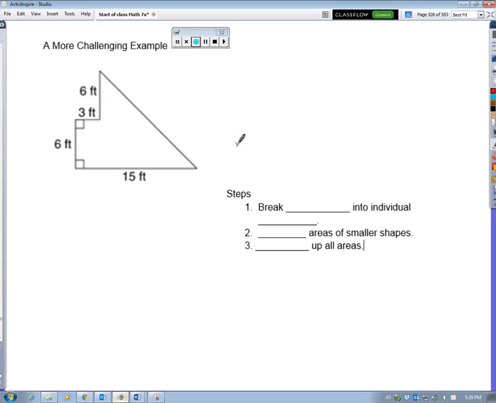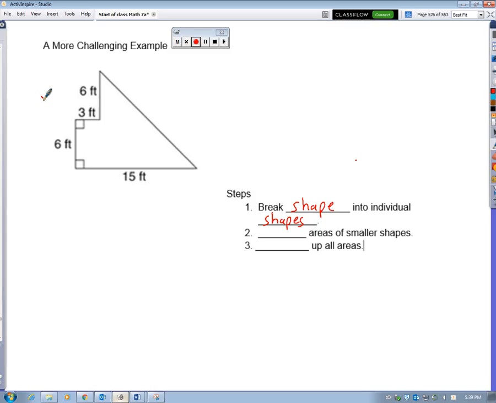So what we want to do first, just like we did before, is break this shape into smaller shapes. And sometimes when you start to break a shape apart, you break it apart the wrong way, and then you're not able to calculate the area. Okay, it happens. It's not a big deal. Then we'll just erase what we did and break it a different way. So sometimes you try to break it one way, and it doesn't work out, so you have to figure out a different way to break it apart.